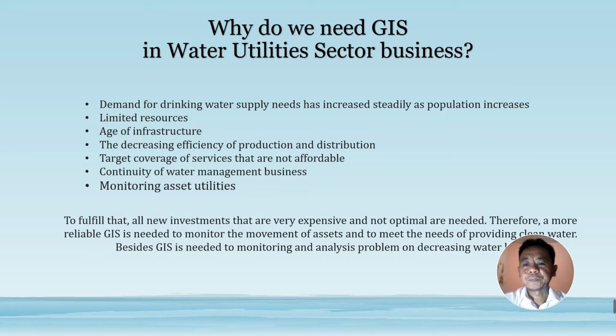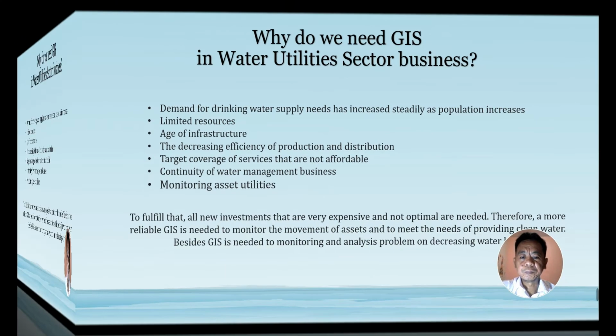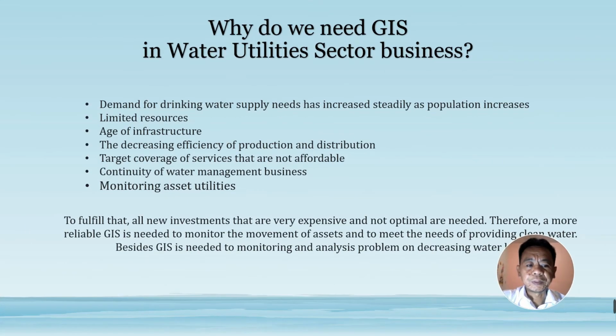Also, coverage of services that are not affordable, and then continuity of water management business. Monitoring asset utilities to fulfill that, all new investments that are very expensive and not optimal are needed. Therefore, a more reliable GIS is needed to monitor the movement of assets and to meet the needs of providing clean water. Besides that, GIS is needed for monitoring and analysis of problems in decreasing water loss.